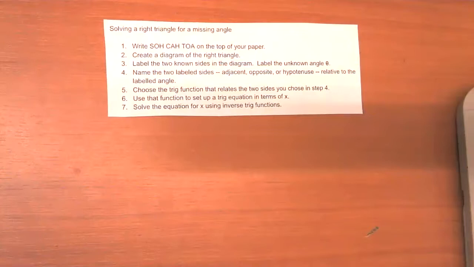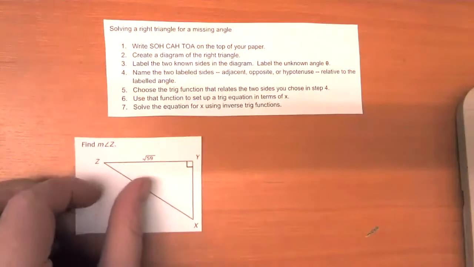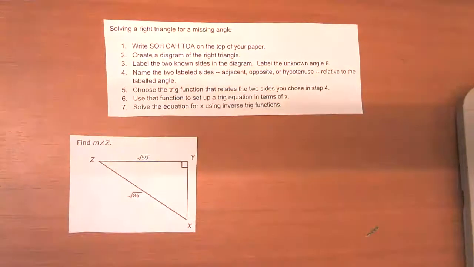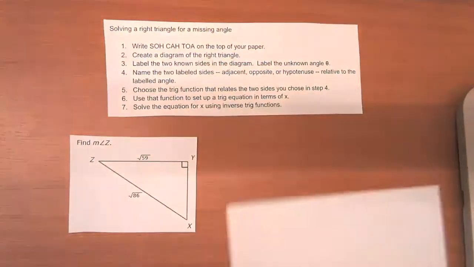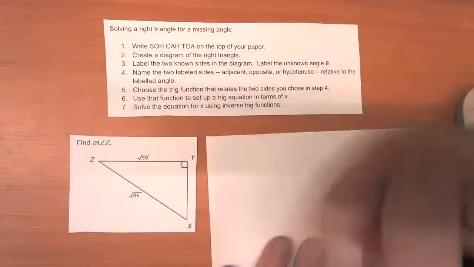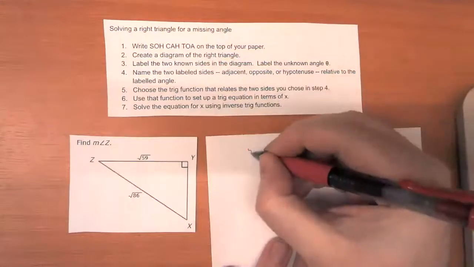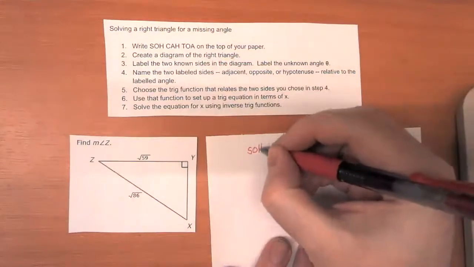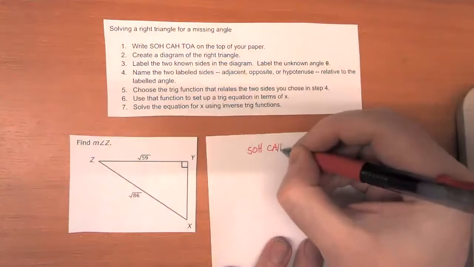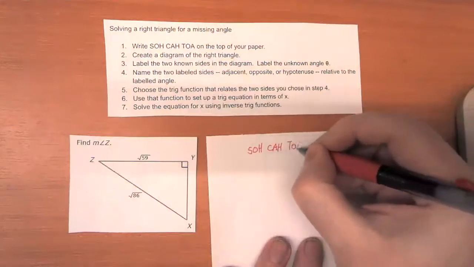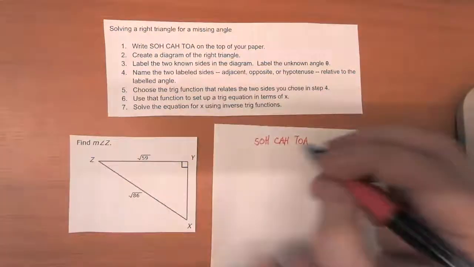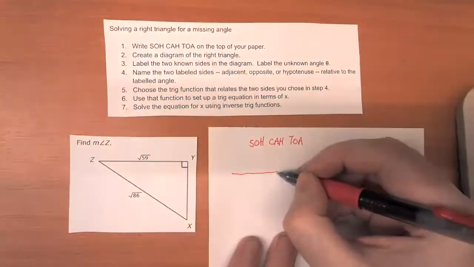All right, let's take a look at a sample problem. So write this problem down in spot 1 in your notebook and go through the steps just like I am. So once again, at the top of the section, I'm going to write my SOHCAHTOA. All right, I'm going to copy the diagram down.